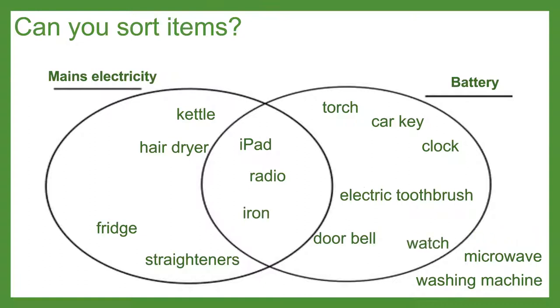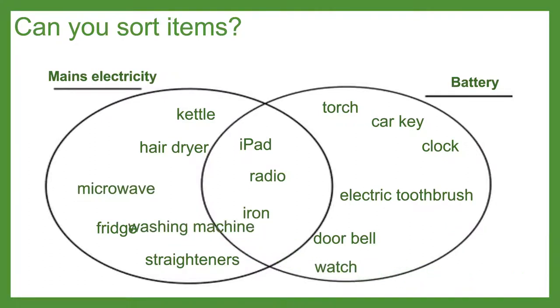A watch would be battery operated. A microwave would be mains electricity, and a washing machine would be mains electricity. So that would plug in at the wall. Have a look at yours. Did you manage to get all of those right? See how you did.